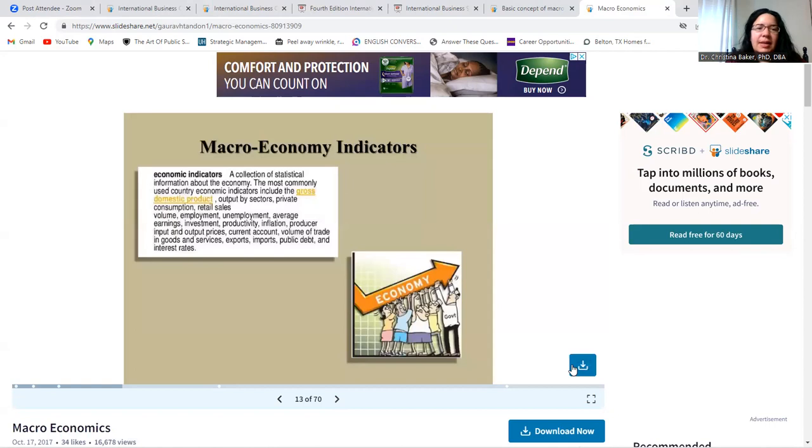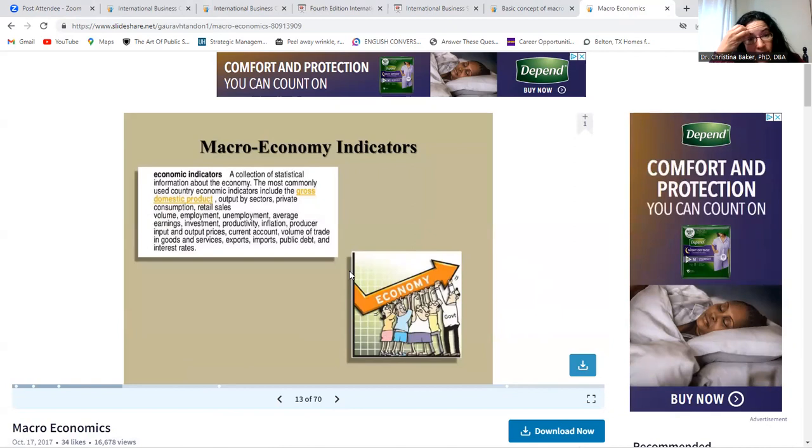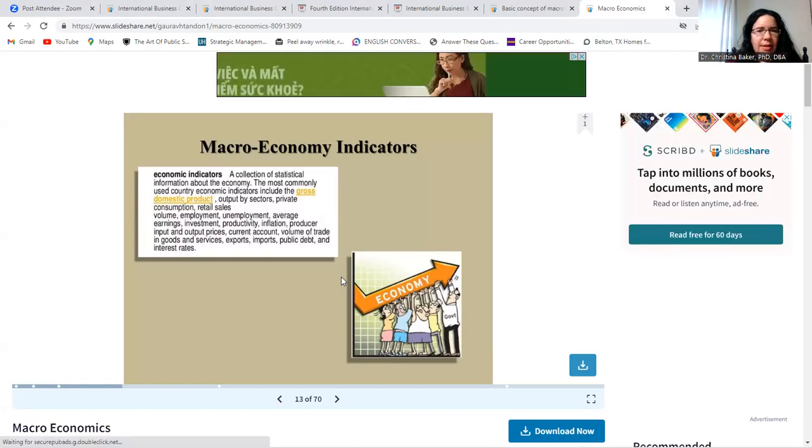Macroeconomic indicators are a collection of statistical information about the economy. The most commonly used country economic indicators include gross domestic product, output by sectors, private consumption, retail sales volume, employment, unemployment, average earnings, investment, productivity, inflation, producer input and output services, current account, trade of goods, services, exports and imports, and public debt and interest rates.